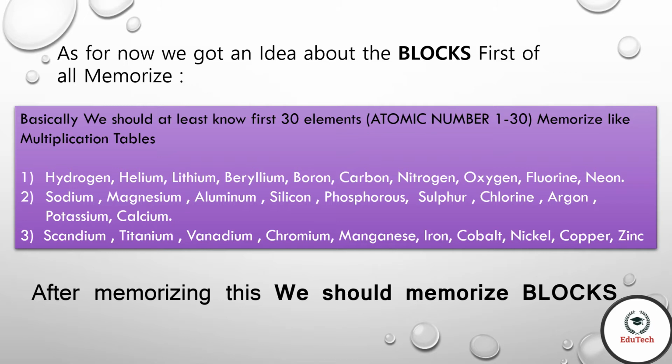In first, we can memorize atomic number 1 to atomic number 10. That is hydrogen, helium, lithium, beryllium, boron, carbon, nitrogen, oxygen, fluorine, and neon. In second, atomic number 11 to atomic number 20. That is sodium, magnesium, aluminum, silicon, phosphorus, sulfur, chlorine, argon, potassium, and calcium.